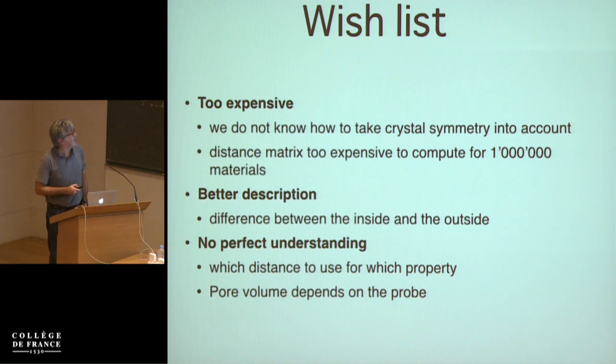And the other thing is we don't have yet a perfect understanding of how to weight all the different aspects in this. For example, some properties depend more on the global things, other properties, like we have used the material for separating xenon and krypton. There you need very subtle differences in shape. How can you emphasize one and the other? Which distance to use? Can we do these things more efficiently?